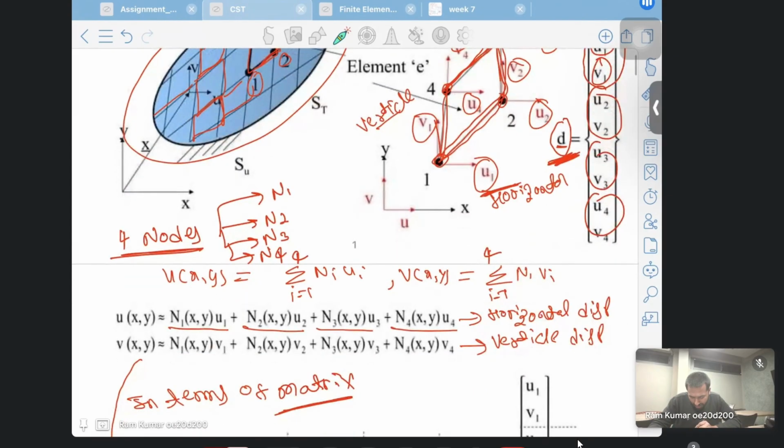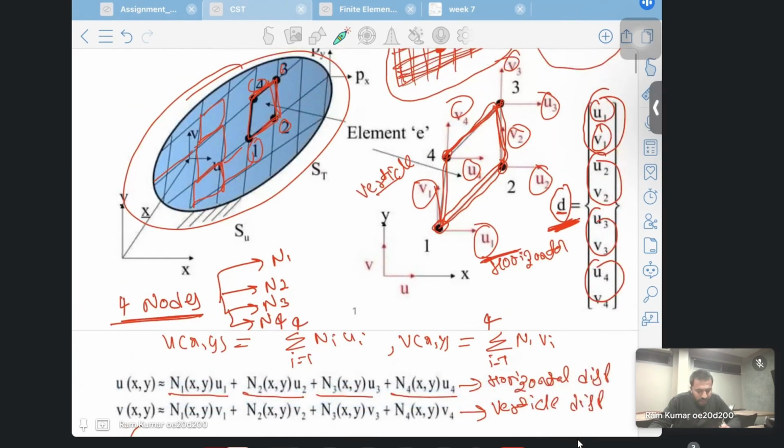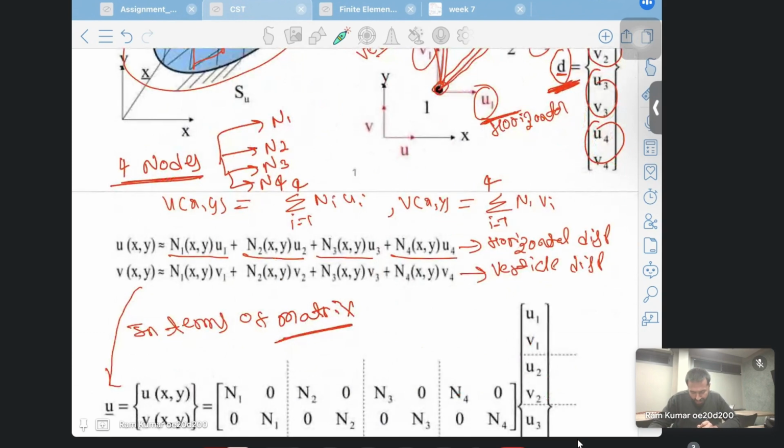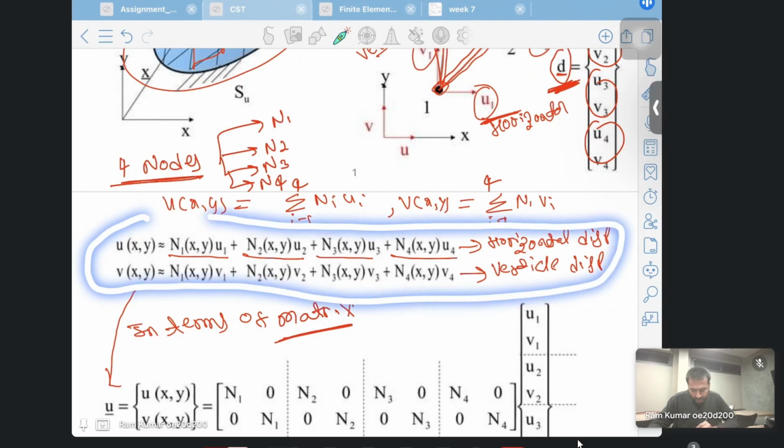So how can we write this? In the horizontal direction, N1 u1, N2 u2, N3 u3, N4 u4. This is for the horizontal direction. Similarly, in the vertical direction, N1 v1, N2 v2, N3 v3, N4 v4. This is for the vertical direction. As of now, this is a long expression and looks a little big.